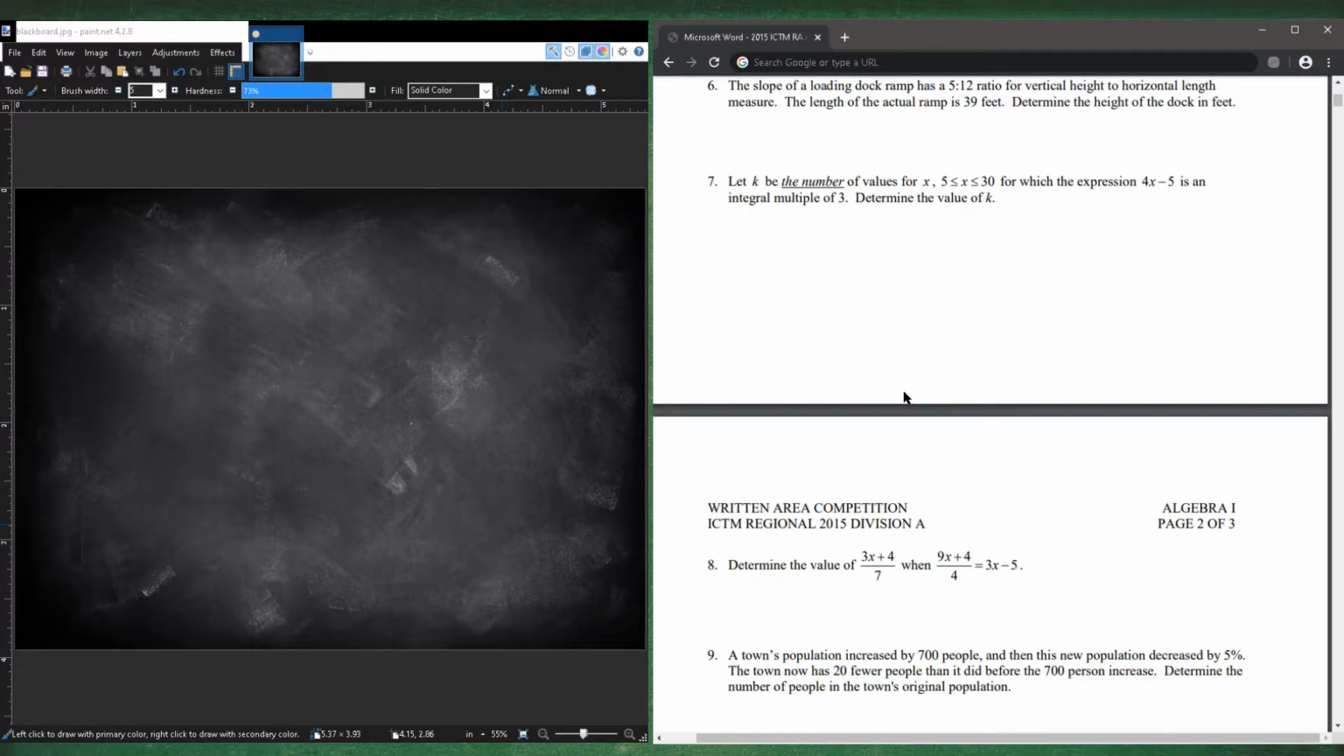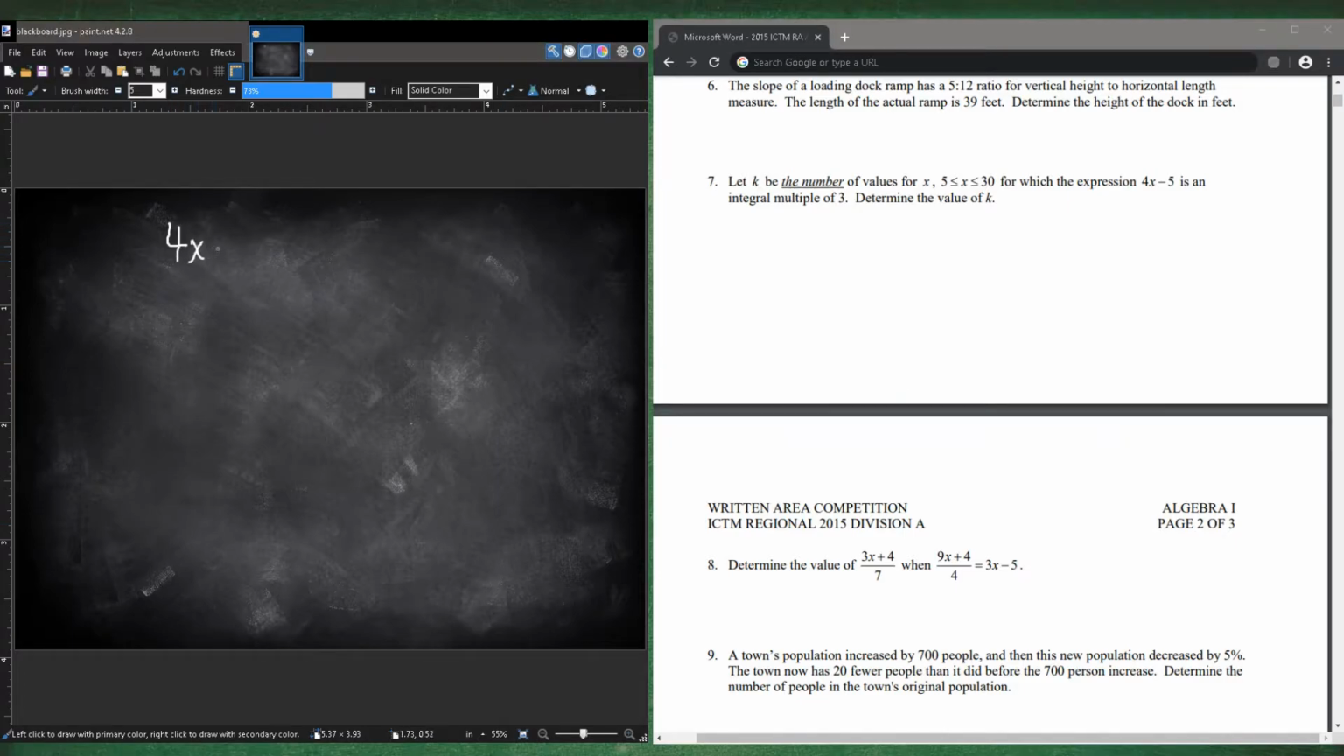Number 7. Let k be the number of values for x such that 5 is less than or equal to x less than or equal to 30, for which the expression (4x minus 5) divided by 3 is an integer. So what I usually do for this is I just plug in numbers in our calculator. So we have 4x minus 5 divided by 3. We have to choose numbers from 5 less than or equal to x less than or equal to 30.